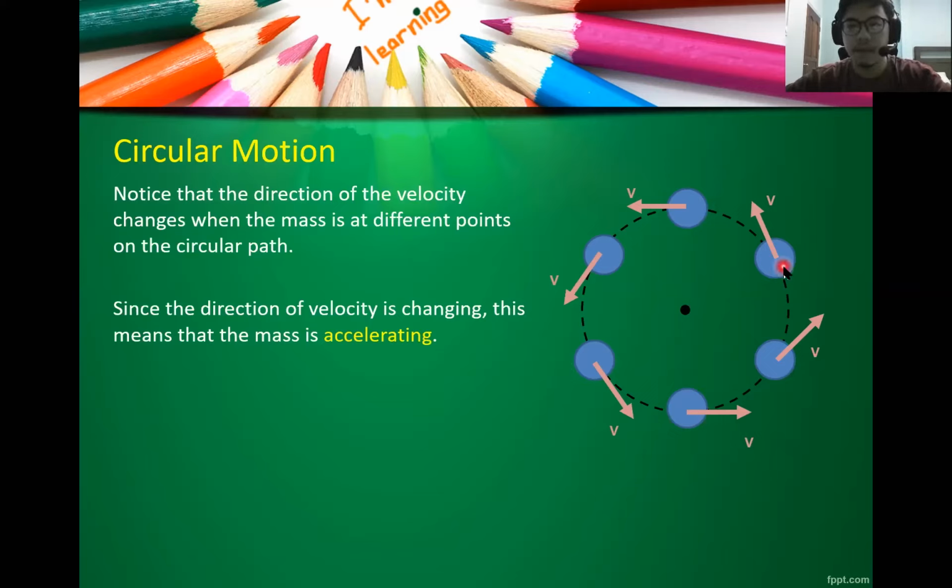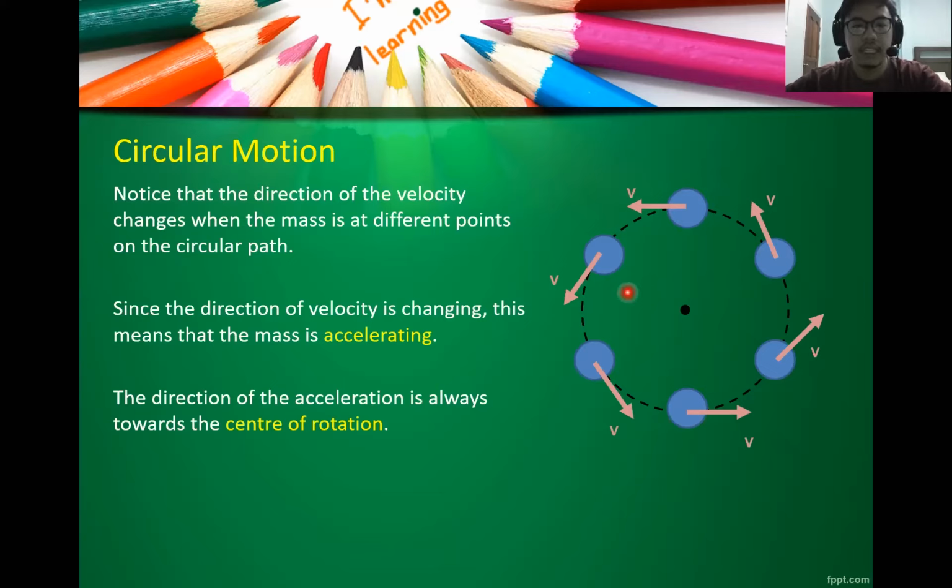Remember, in chapter 2, which is kinematics, acceleration is the change in velocity over time. So whenever there is a change in velocity, that means there is acceleration. In this case, the velocity is changing in direction for different points. That means there has to be acceleration happening to this object. The direction of the acceleration is always towards the center of the rotation. Okay, so like in this diagram.